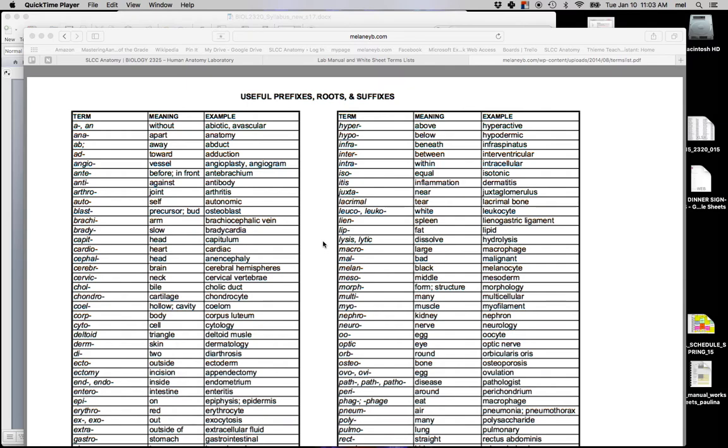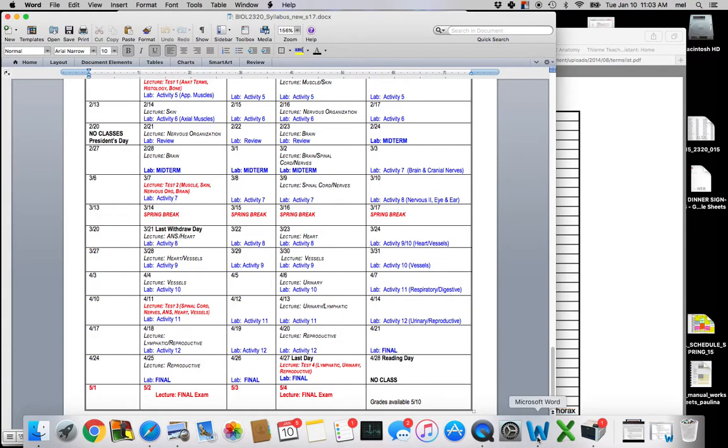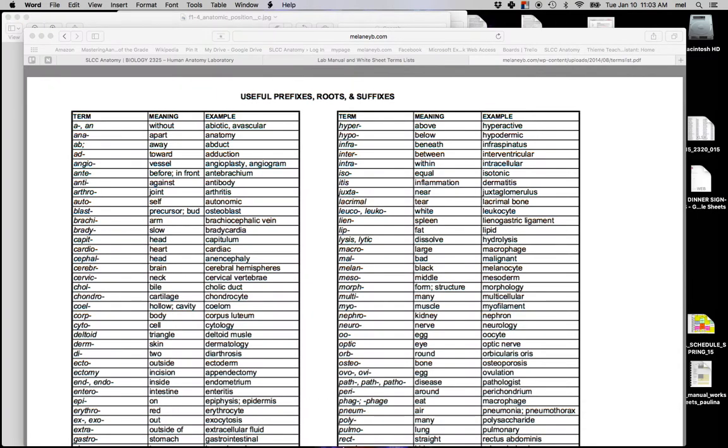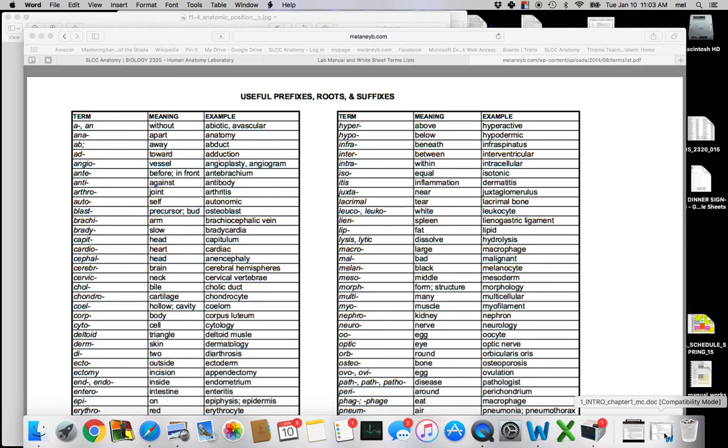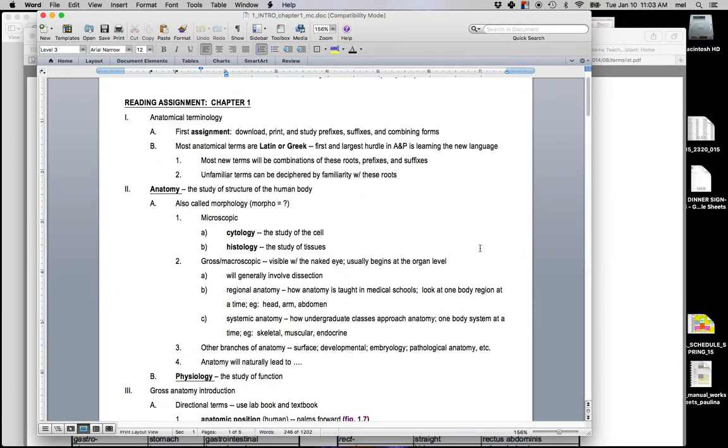The other part of your first quiz is going to be this first set of notes. The first thing on the first set of notes is just looking at that first assignment: download, print, and study the prefixes, roots, and suffixes. Most of them are Latin or Greek. We'll make new terms meaningful terms. By the way, I won't test you off of the terms that are on the sheet. I'll test you off of unfamiliar terms, generally speaking. The terms on the sheet are just examples so that you can see how it's relevant.